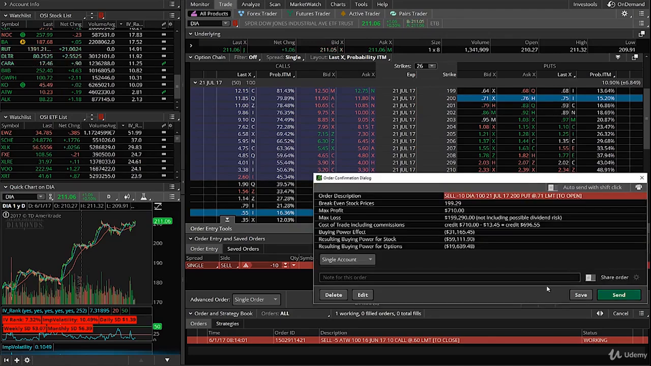Our break-even for a put is calculated by taking our strike price minus the option price. The max profit is the total premium received. Our max loss is not infinite like with call options, as a stock can only go to zero, but it might as well be with a max loss of this size. And our buying power effect, although slightly better than the calls, is still quite large.